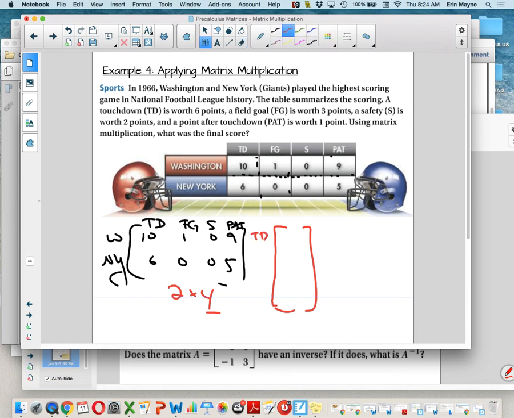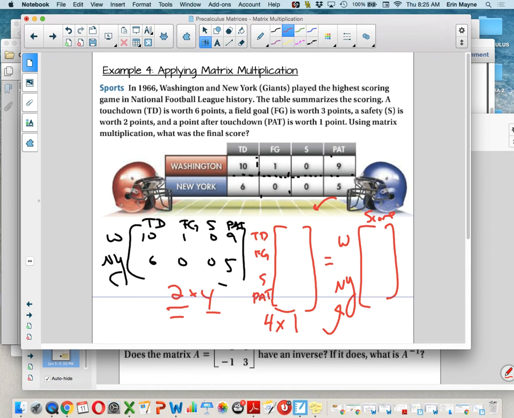And I'm going to say, fine, touchdown, field goal, safety, point after touchdown. Those better match. And my end result, now watch this part, must be a final score, right? A score for both teams. So therefore, if this row ends up here, which it should, as a dimension, we already said this is a 4 by something. 4 by what? 1, because I'm going to have one score for each team. But what does this column represent?